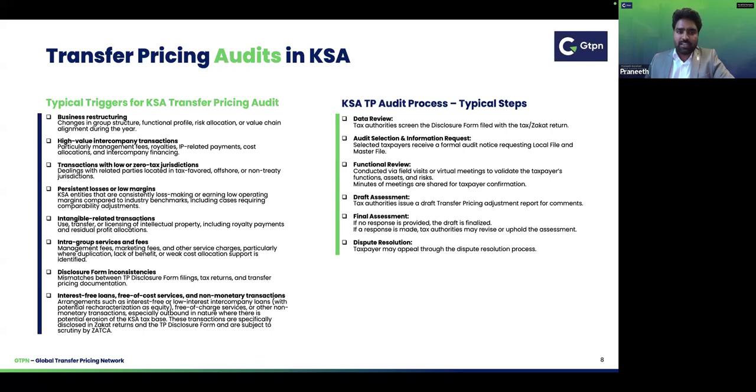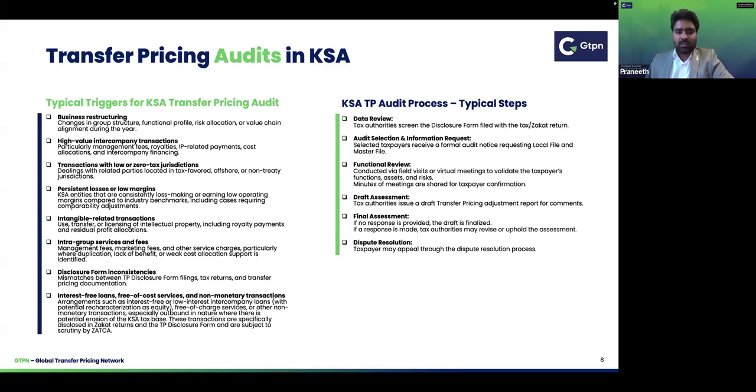Then we have intangible-related transactions, not only on the license or royalty fee, but also the transfer of IP pursuant to business restructurings, because ZATCA allows you to use valuation techniques to determine the fair value of these transfers. There is an additional lens on such IP transfers. Apart from this, we have TP disclosure form inconsistencies.